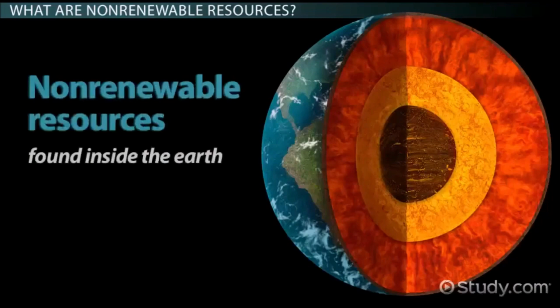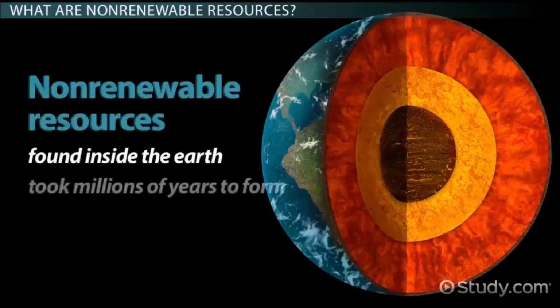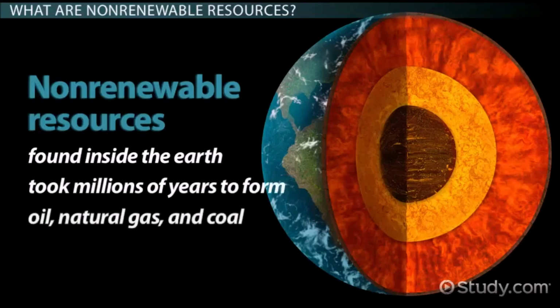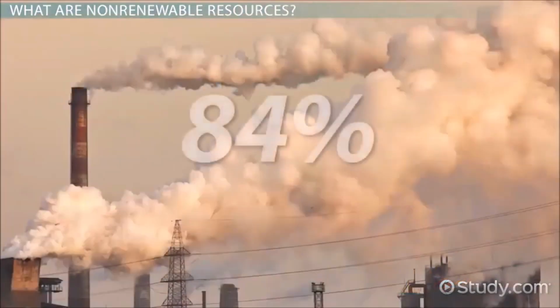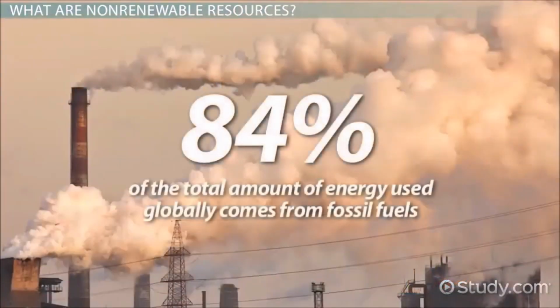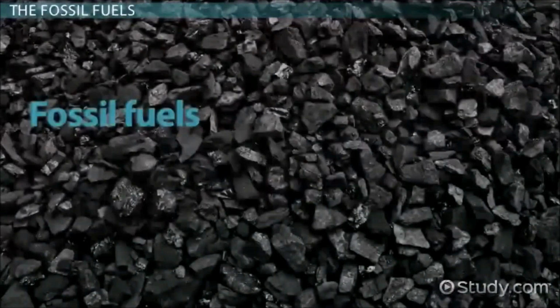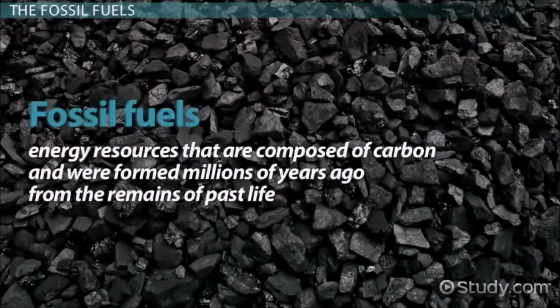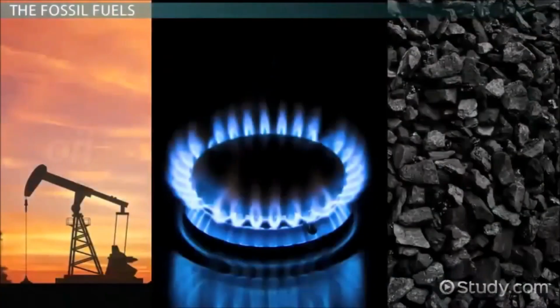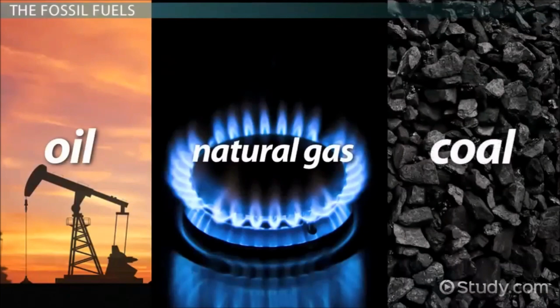Non-renewable resources are those found inside the earth, and they took millions of years to form. These include the fossil fuels, oil, natural gas, and coal, and nuclear energy. Today, close to 84% of the total amount of energy used globally comes from fossil fuels. Fossil fuels are energy resources that are composed of carbon and were formed millions of years ago from the remains of past life, hence the name fossil fuels. There are 3 types of fossil fuels: oil, natural gas, and coal.